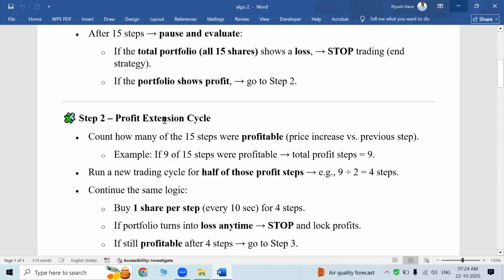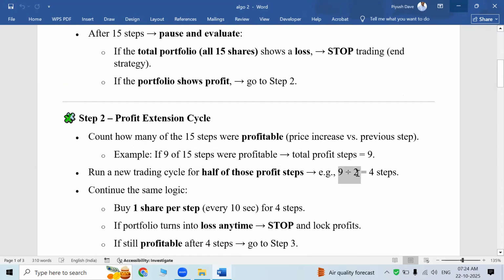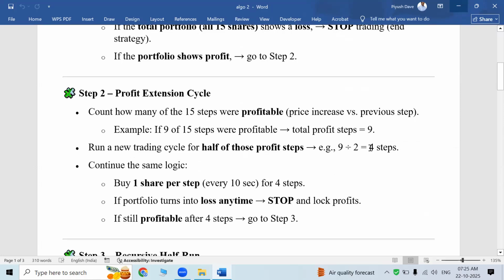So what we will do, suppose out of 15 steps, 9 steps are profitable. So we will divide these 9 steps by 2. We will make the step count an absolute value for sure. So 4 steps we are going to take. Okay. So 4.5 steps we cannot take. So we will take 4 steps. Now again we will run, instead of 15, only 4 steps. If 4 of the steps are wrong, then we will stop trading.